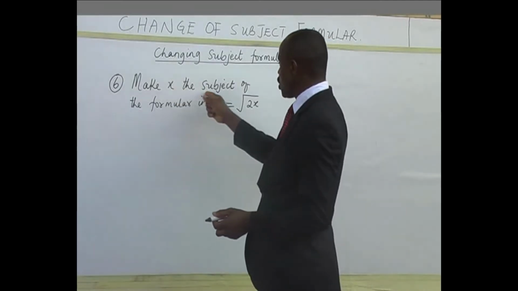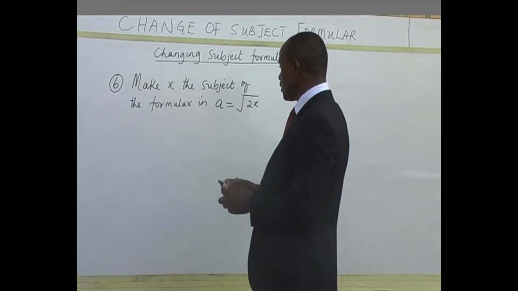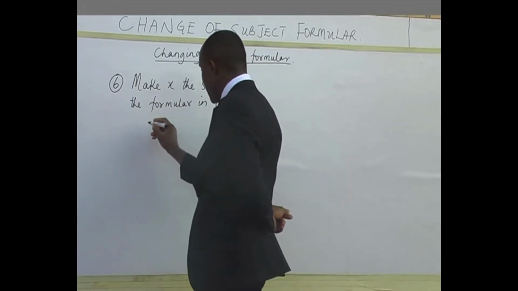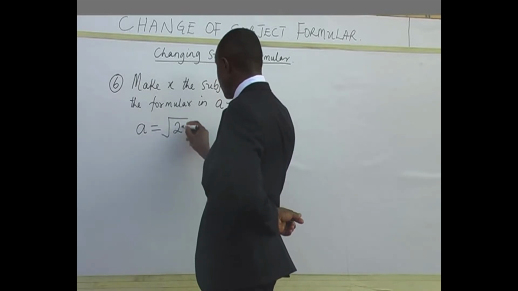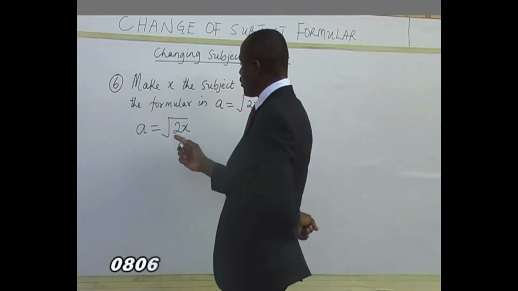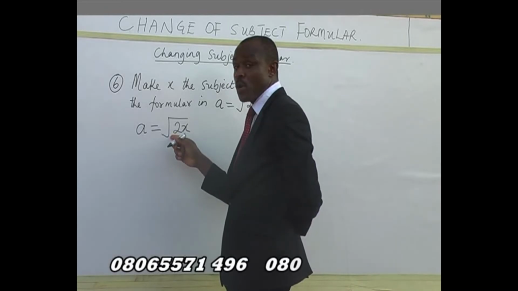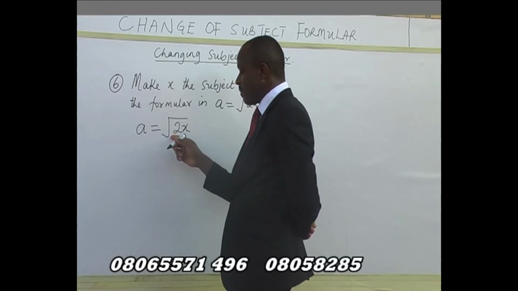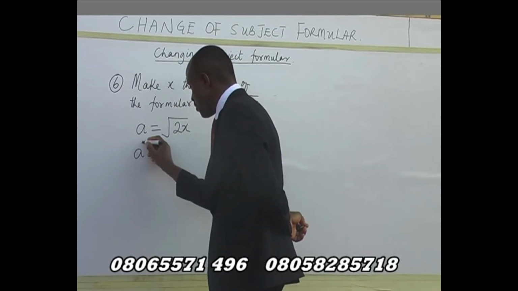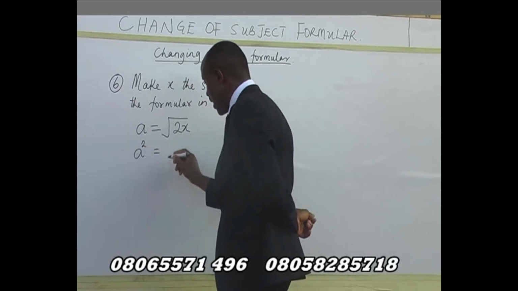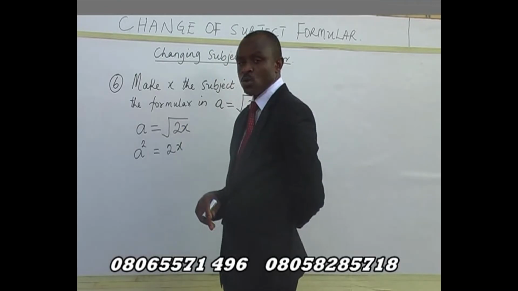Make X the subject of the formula A is equal to the square root of 2x. Bring out the formula. The formula is A is equal to the square root of 2x. If you want to remove this square root sign, square both sides. If you square both sides, the left hand side of the equation becomes A squared. It will now be equal to 2x, cancelling out the sign of square root.